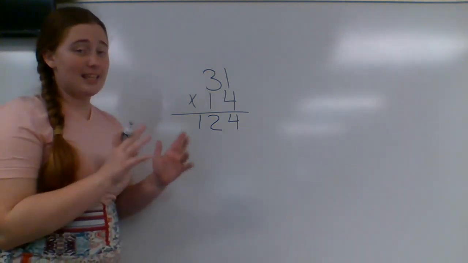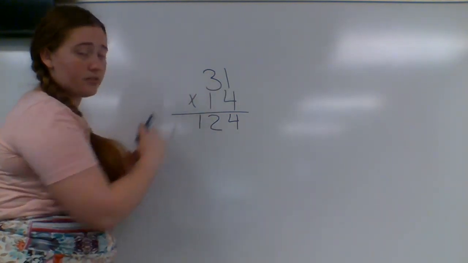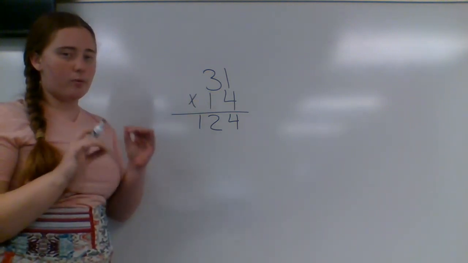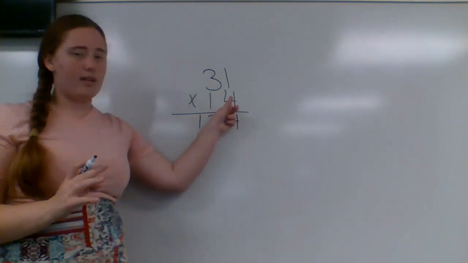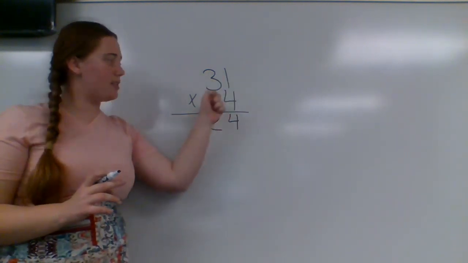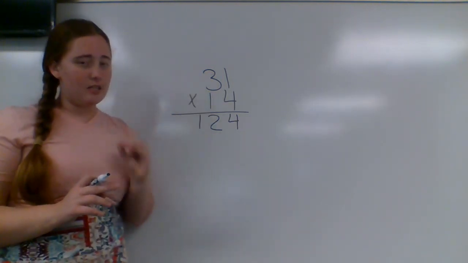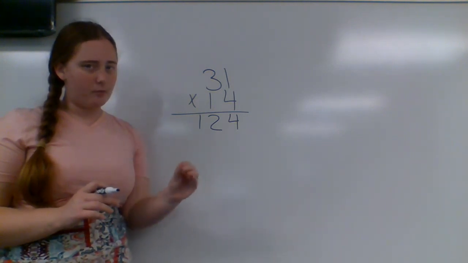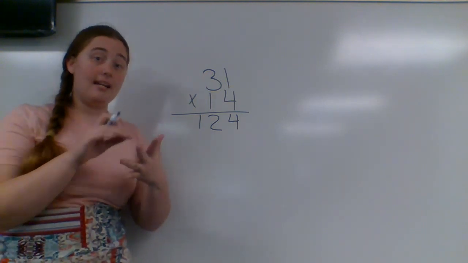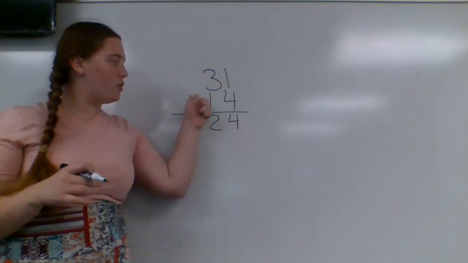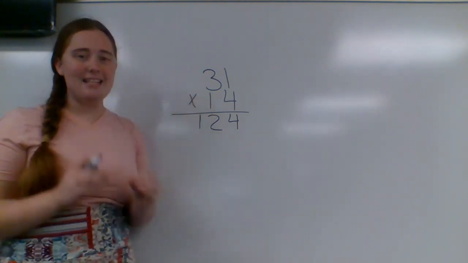So the next thing that I want you to do is focus on this 1 right here. Before we start, I want you to stop and think. This 4, we can just multiply by all the numbers up here because this 4 is in the ones place. But this 1 right here is not in the ones place value. We have ones, tens, hundreds, thousands, and so on. Which place value is this 1 in? Right, this 1 is in the tens place value.